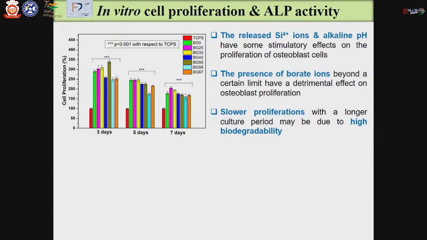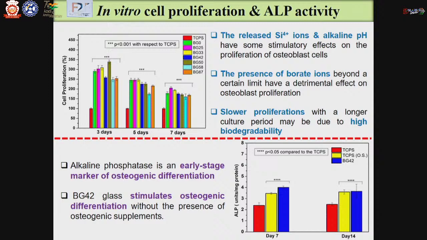And the increase is attributed to the released Si4+ ions and alkaline pH environment, while that little bit of decrease beyond 33% is due to the presence of borate ions. Now ALP activity was assessed for the optimized composition, which is the BG42 composition, and there we can see the ALP activity improved even over the osteogenic supplemented TCPS. So it shows clearly that BG42 glass stimulates osteogenic differentiation.